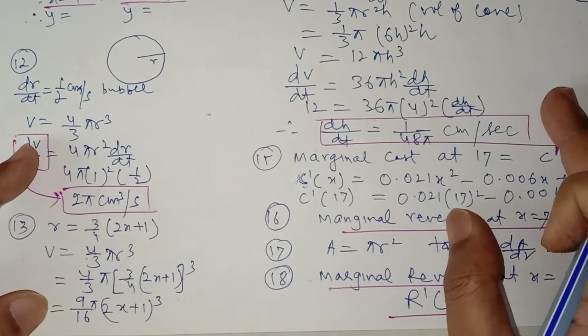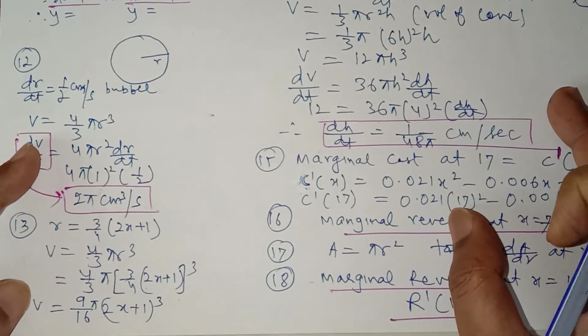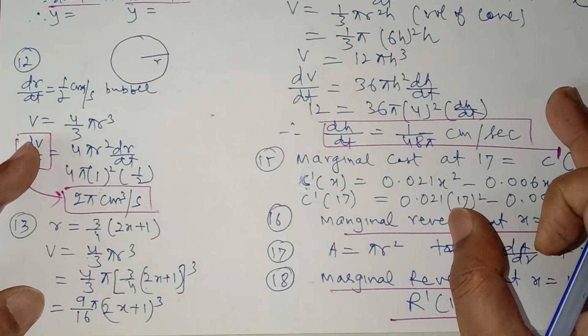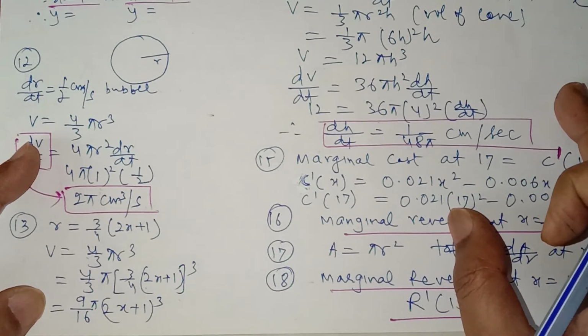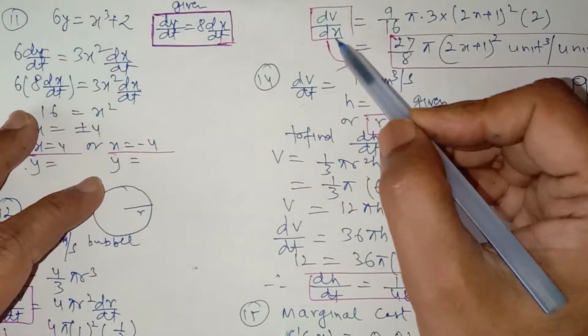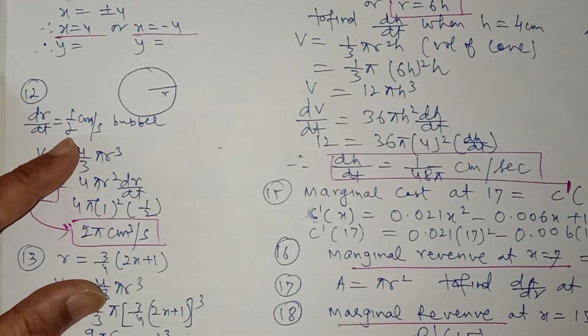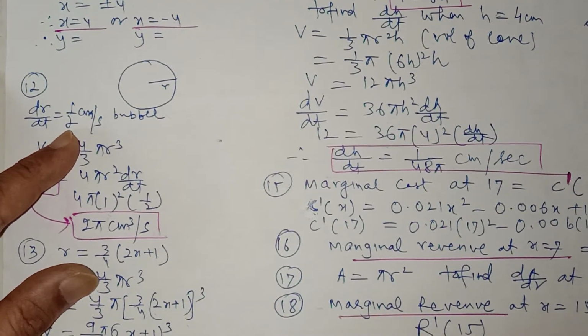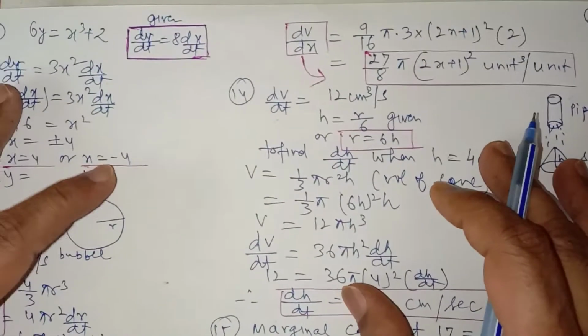So now we have to differentiate both sides with respect to x, because the variable is the radius and the radius is in terms of x. So therefore x will be the variable here. So you have to differentiate both sides with respect to x. So dV upon dx will be equal to, differentiated, 3 (2x plus 1) whole square into 2. You know the derivation.